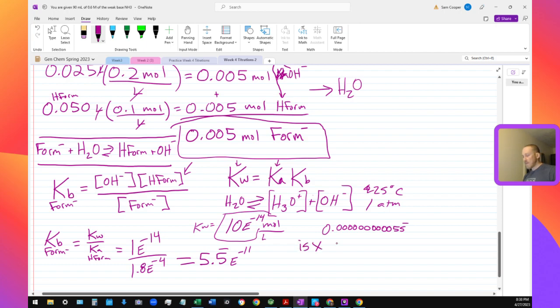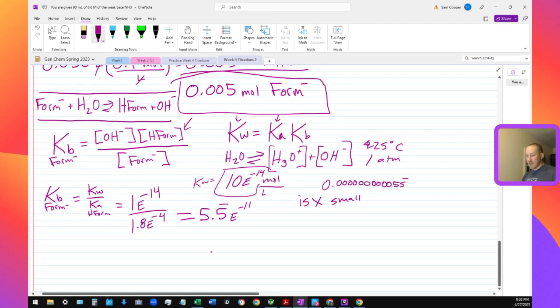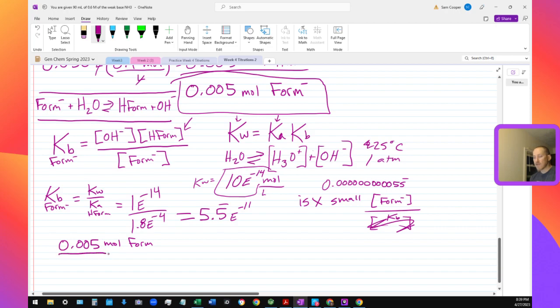Is x small? Well, I can basically guarantee you, but of course, since we're talking in base here, whether x is small is going to be based on our concentration of formate over our Kb. Kb is tiny, so probably this is going to be a huge number, but we should figure out our concentration of formate. We know that we're going to have that many moles of formate after adding the 25 milliliters of sodium hydroxide, but we need to divide it by the new volume.